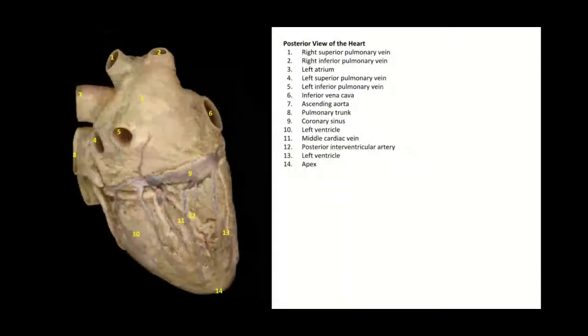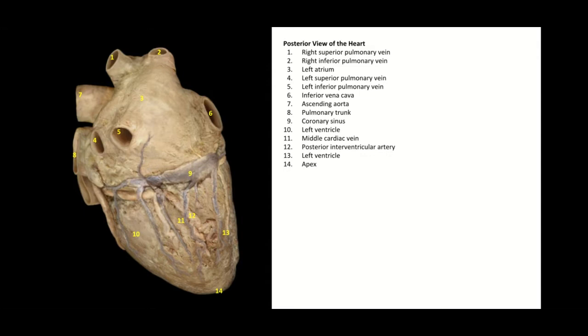This is the back of the heart. In the back of the heart, we cannot see auricles, and we can see most of our veins. Number 1 and 2 and 4 and 5, they are pulmonary veins. Superior and inferior right pulmonary veins, superior and inferior left pulmonary veins. And number 3 is left atrium.